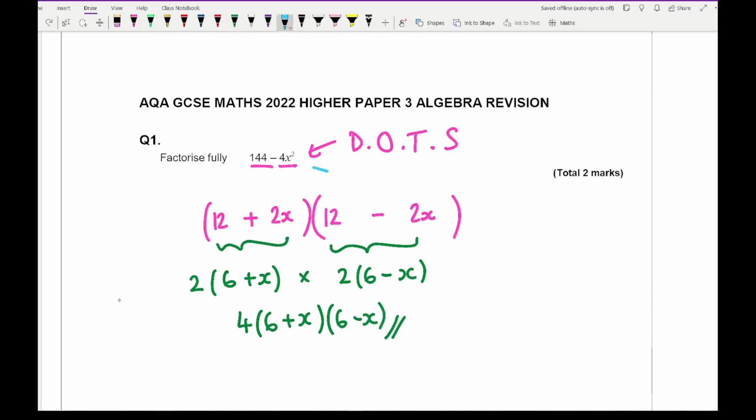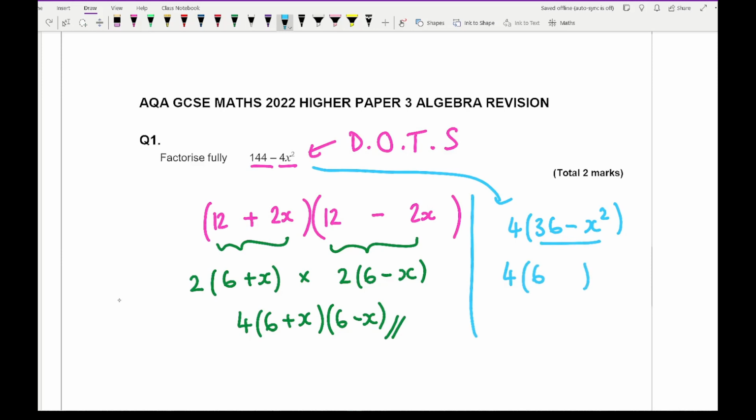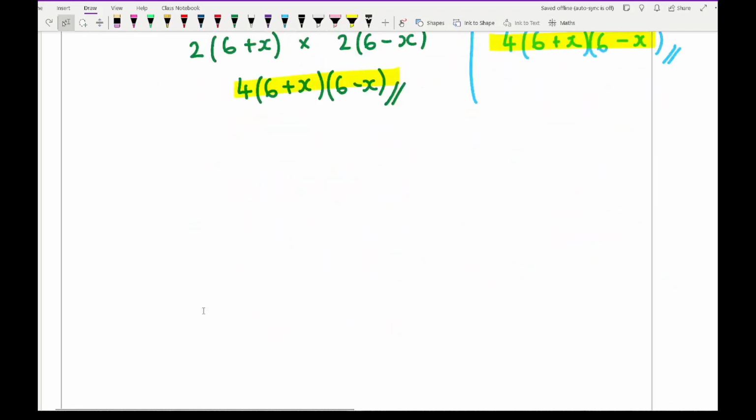The alternative I could have done is, I should have noticed that 144 and 4 are a multiple of 4, so I can take 4 out, in which I end up with 4, and then I would end up with 36 minus x squared. And again, this is also a difference of two squares, so I end up with 4 and then (6 + x)(6 − x), one's a plus, one's a minus, and you can see there that both of these two answers are exactly the same.